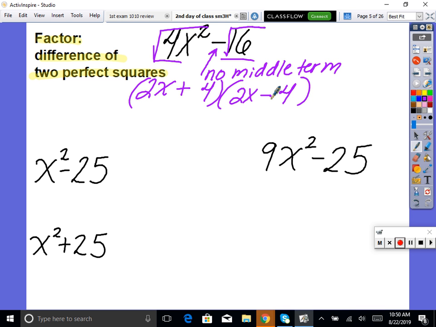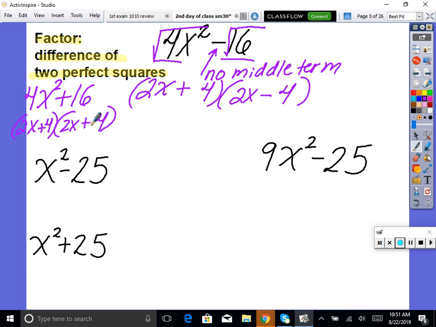Now, would that work if it was addition? I heard some people say yes, some people say no. Can you explain your answer of yes or no either way? Okay, so let's try 4x squared plus 16, and we're doing the same idea. Could we do the same idea, the 2x, 4, 2x, 4? Okay, let's look. So then what would the signs be here?